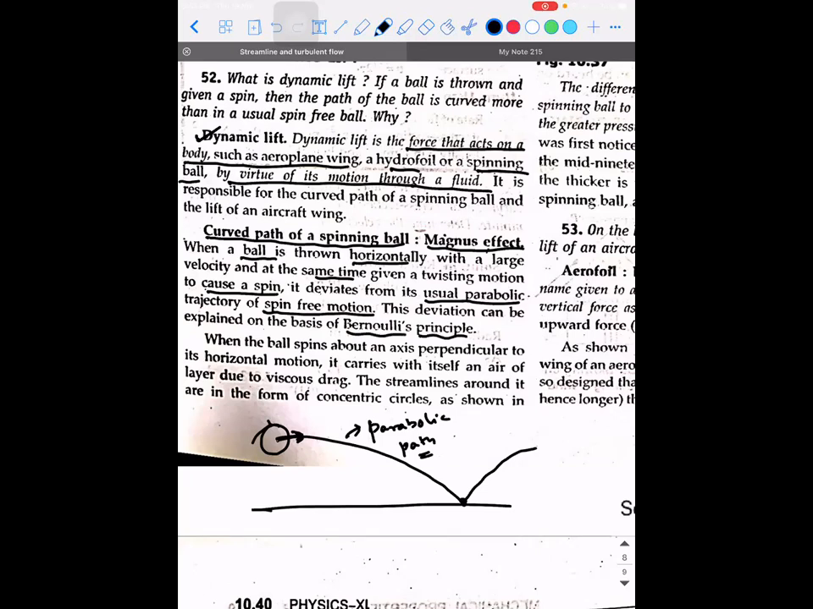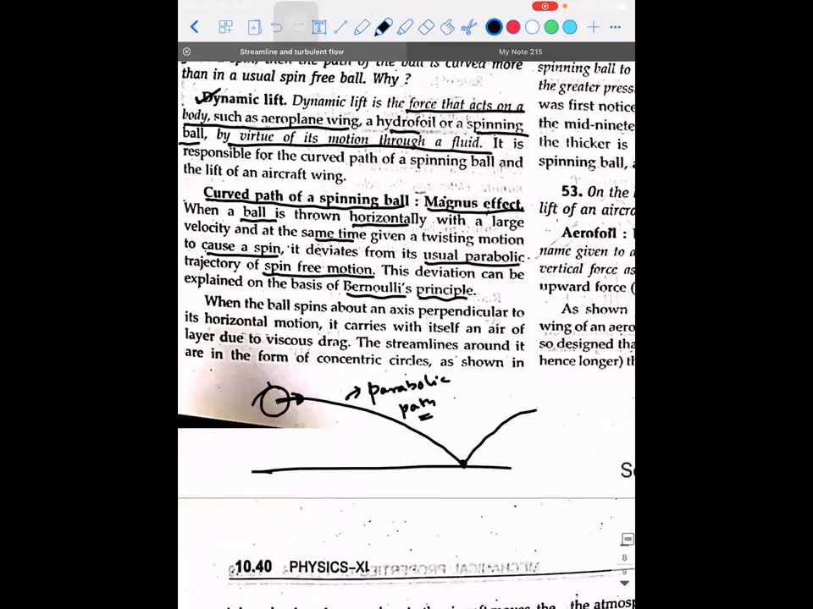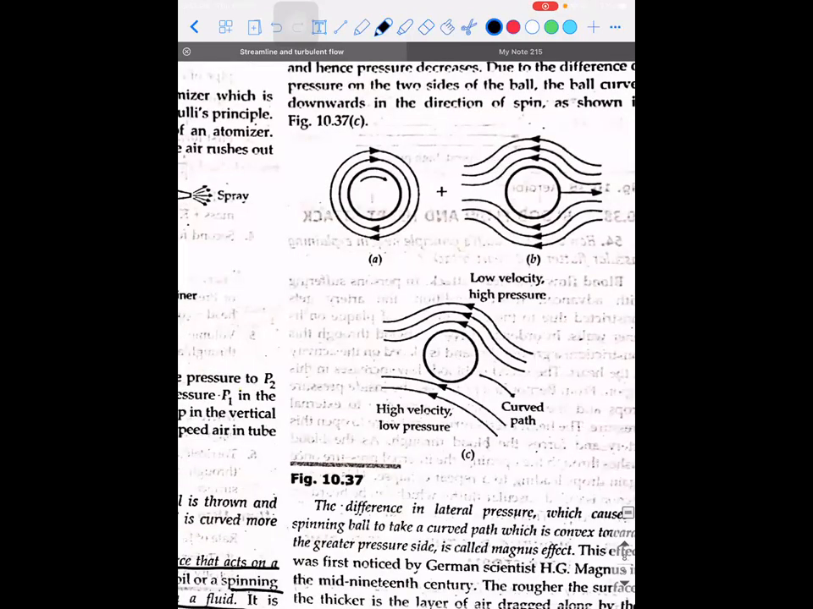This deviation can be explained on Bernoulli's principle. So they will ask you to explain the Magnus effect. When a ball spins about an axis perpendicular to its horizontal motion, with the axis passing through it like this, it carries with it an air layer due to the viscous drag. So there will definitely be some viscous force between the ball and the surrounding medium. The streamlines around it are in the form of concentric circles that are shown here. See, this is what is going to happen.